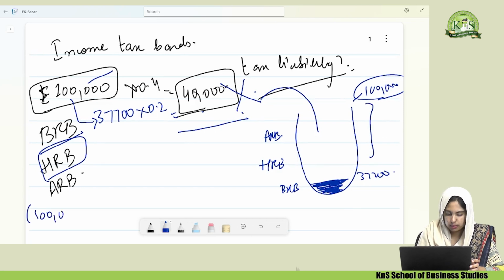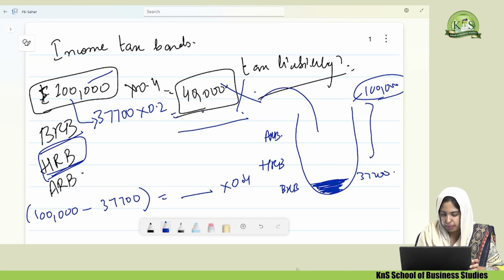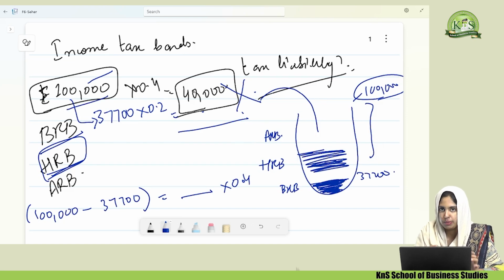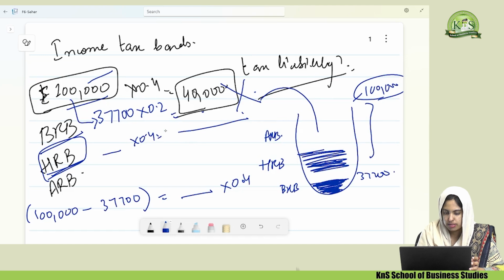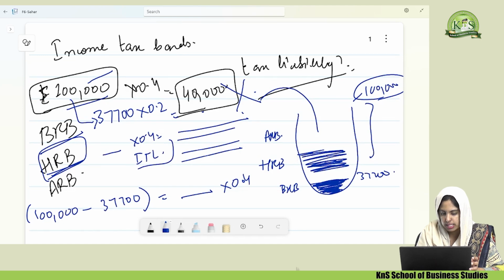You will subtract 1 lakh minus 37,700, and whatever answer comes up is actually the HRB. This will be multiplied by 40%. Then we say the higher rate band has been filled, or whatever the income was has been taxed fully. So you add this answer multiplied by 40%, an answer would come up, and then you add both. This will be called your ITL.